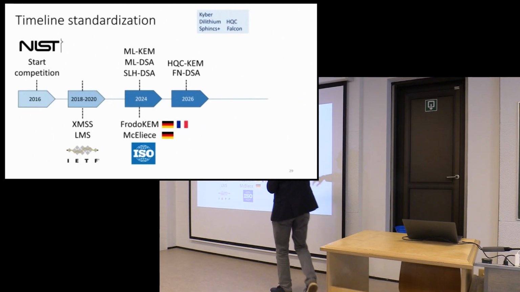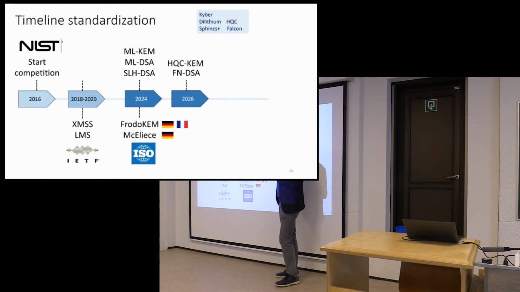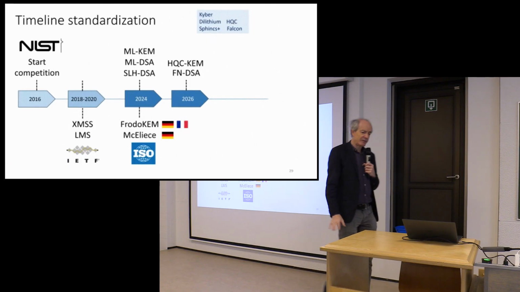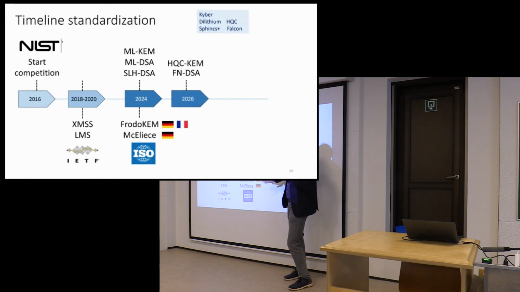So ML-KEM and ML-DSA, this is the module-lattice signature and key encapsulation mechanism. This is code-based, and this is Falcon. This is a lattice-based signature scheme. The Germans and the French like FrodoKEM, which is kind of a slower version of Kyber with bigger keys.